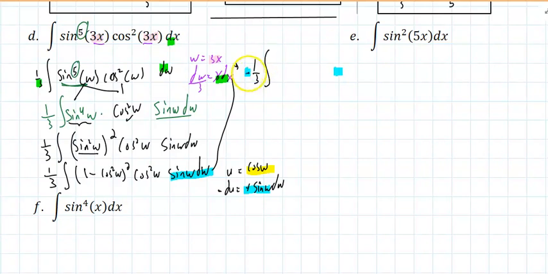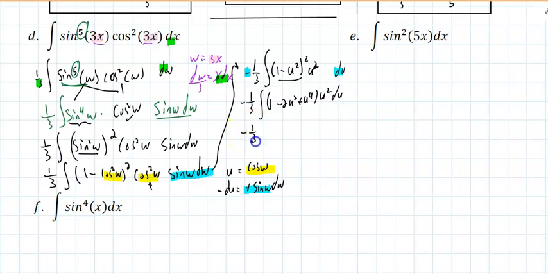So a negative and a du. Now, if I let u equal cosine, I need to write this slowly. That's 1 minus u squared, and there's another u squared there. Now I know how to do this. That's negative 1/3 the integral of 1 minus twice u squared plus u to the 4th times u squared du.